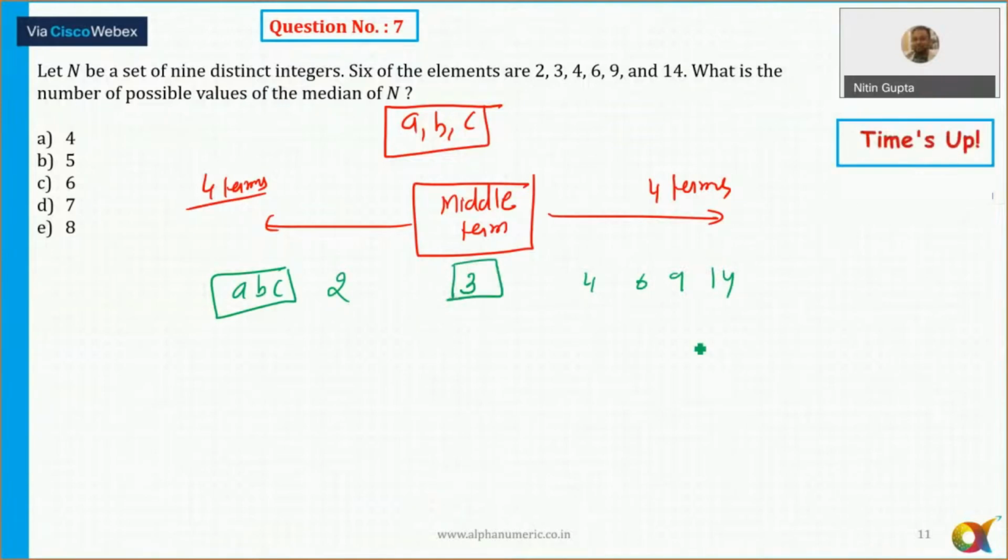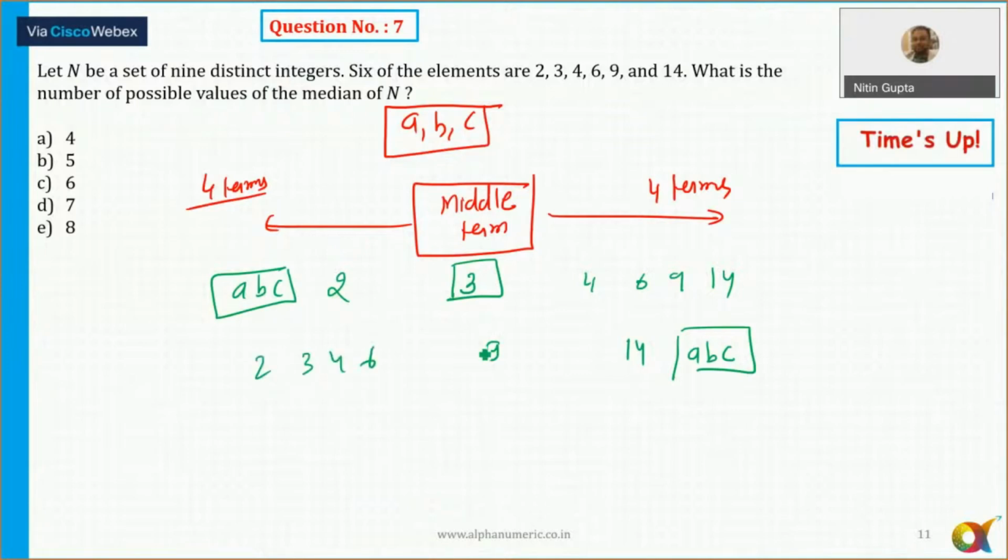If all the 3 missing terms are on the right hand side, then in that case, I can say 9 is the median. Just a minute. All the 3 missing terms are on the right hand side of the middle term. So 14 will definitely come. 14, A, B, C can be in any order, and before 14 there will be 9, and before 9 that will be equal to 2, 4, 6, and what else? 2, 3, 4, 6. Yes, 2, 3, 4, 6.